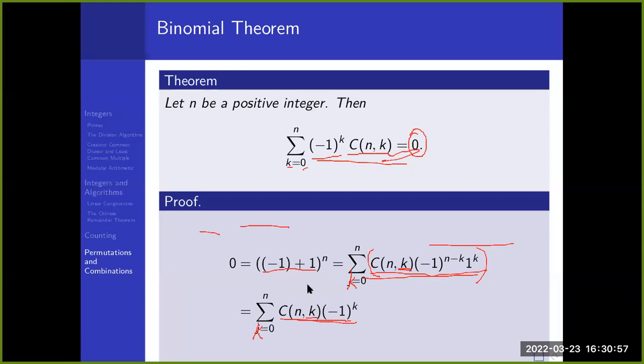But you make use of the binomial expansion and the fact that minus 1 plus 1 is equal to 0, and that 0 raised to n for a positive integer n will still be 0.